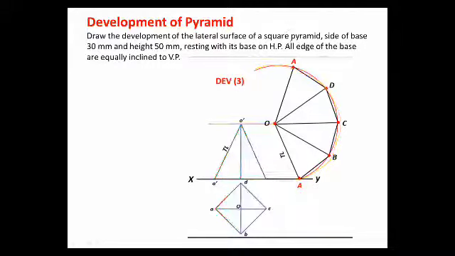Okay, is it clear, students, which are the dark lines and which are the faint lines? Just take care. In top view, small letters are used. In front view, A dash, B dash, D dash, and C dash, these letters are used. And in development, capital A, capital B, capital C, and capital D, these letters can be used.